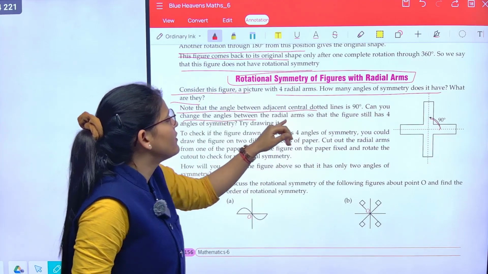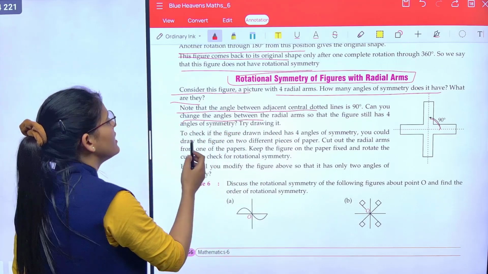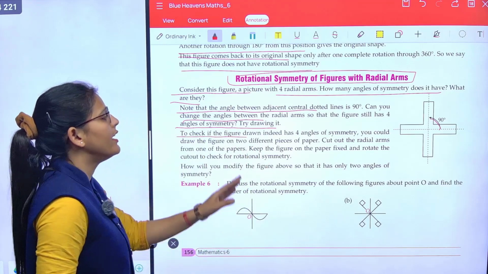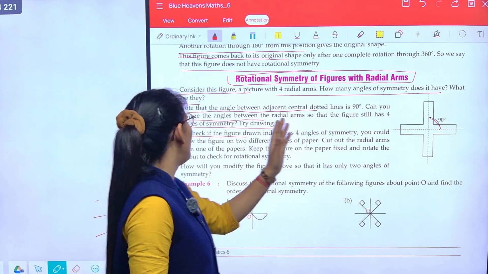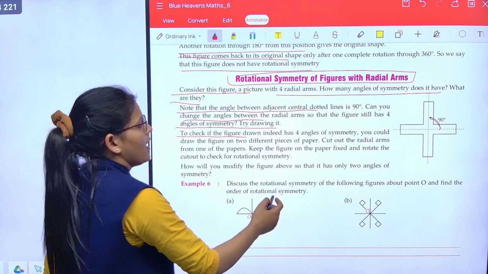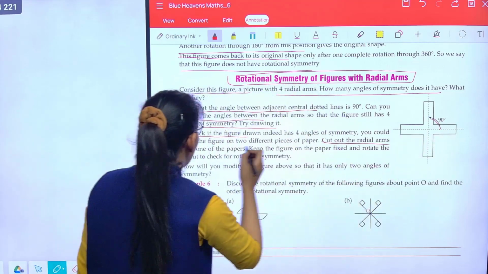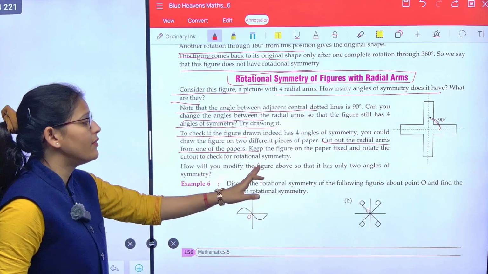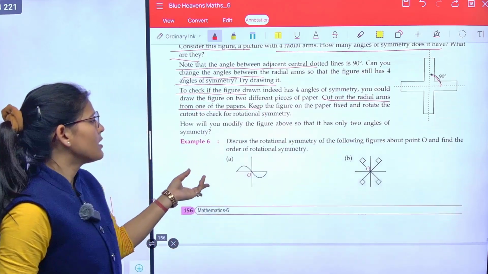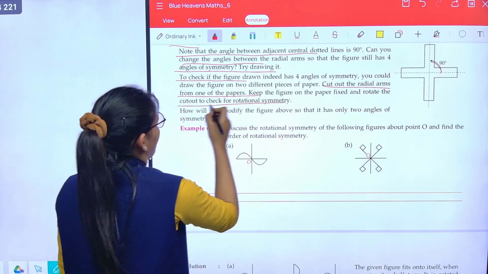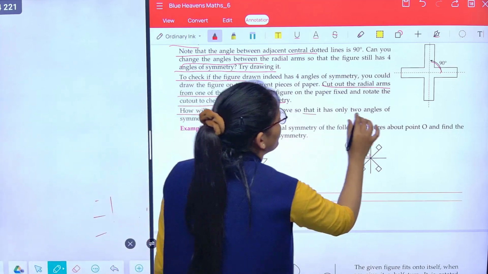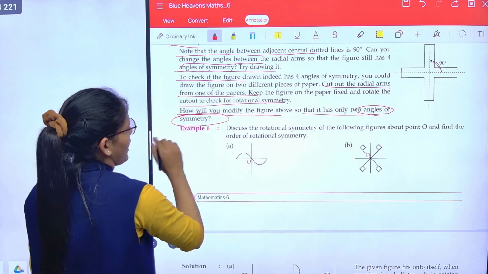Can you change the angles between the radial arms so that the figure still has four angles of symmetry? Try drawing it. To check if the figure drawn indeed has four angles of symmetry, you could draw the figure on two different pieces of paper. Cut out the radial arms from one of the papers, keep the figure on the paper fixed and rotate the cutout to check for rotational symmetry. How will you modify the figure above so that it has only two angles of symmetry? Question number 6.